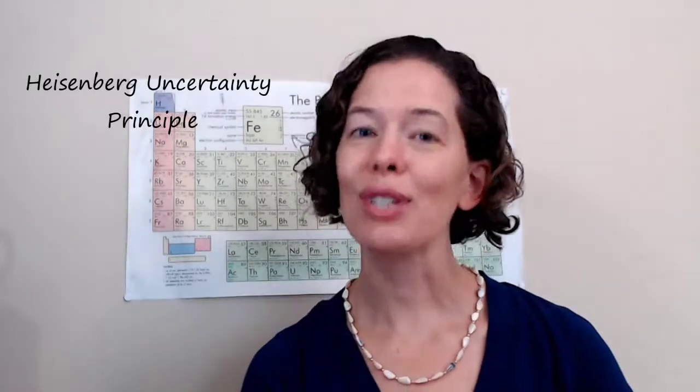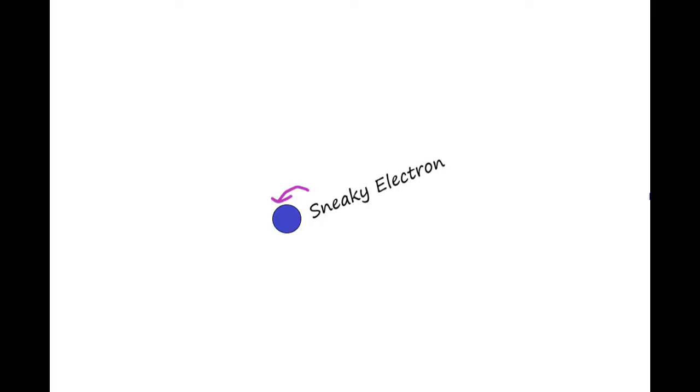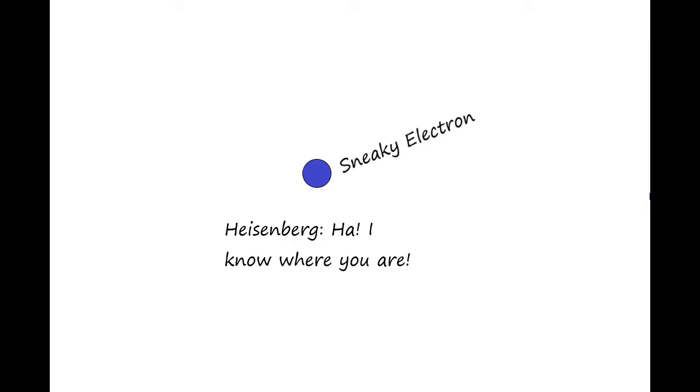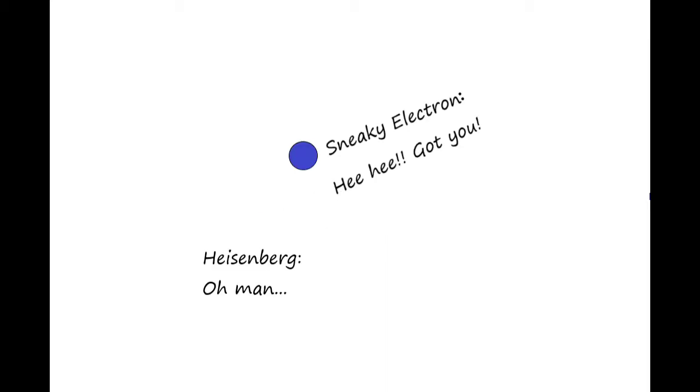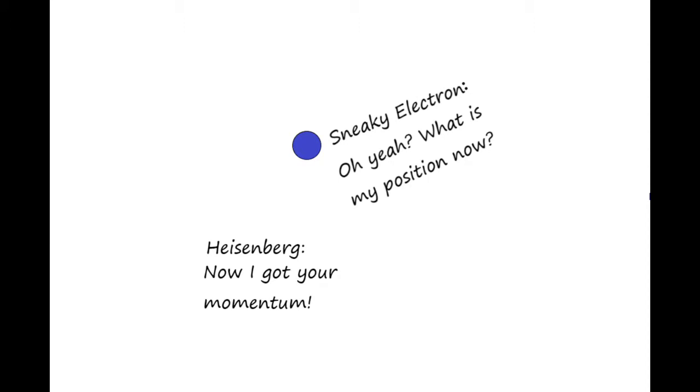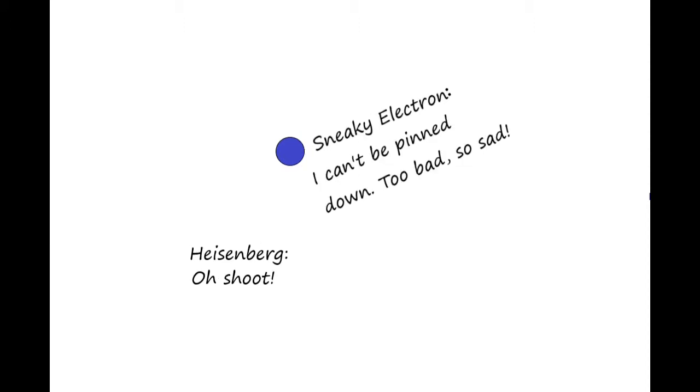This came to be known as the Heisenberg Uncertainty Principle. He actually published this in 1927. So he said, look, you can know one or the other really well, but you can't know both really well about the electron. However, this did not deter scientists.